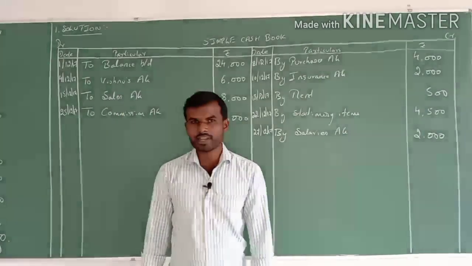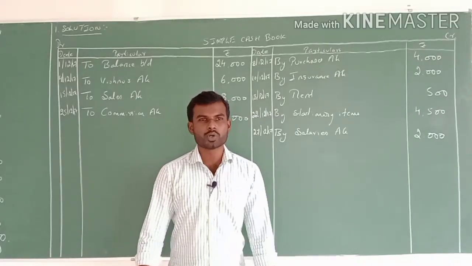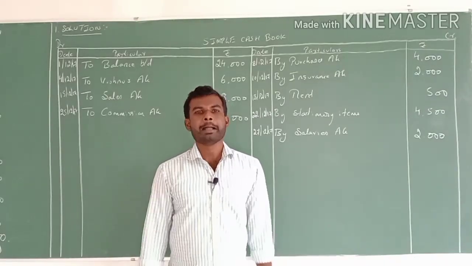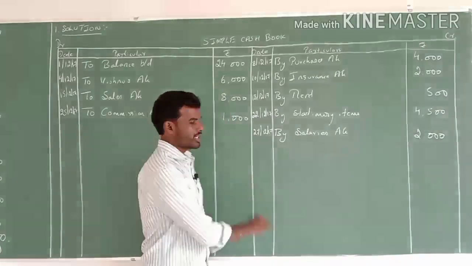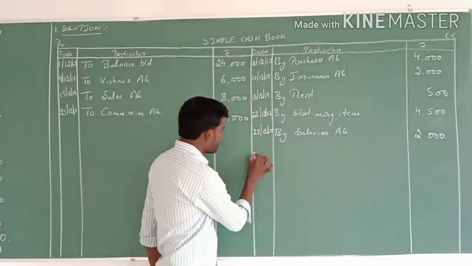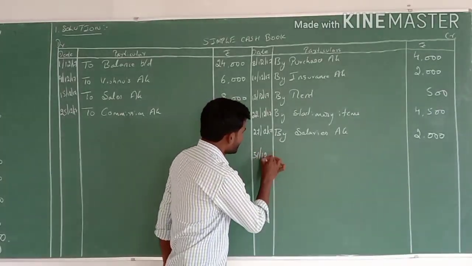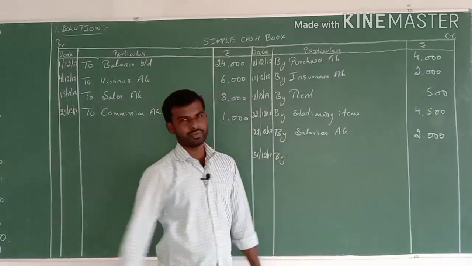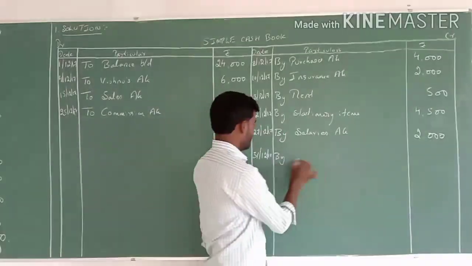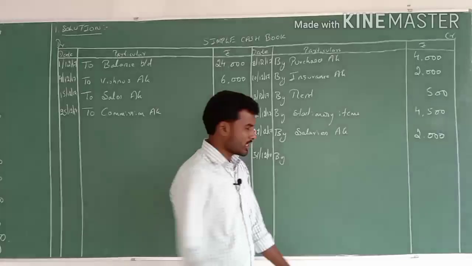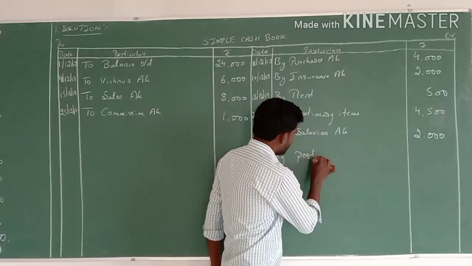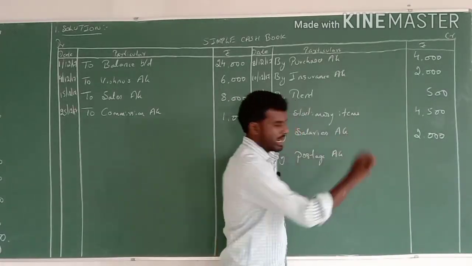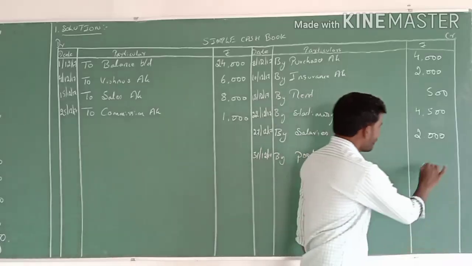Next point, on December 31st, paid postage. How much is given? 400. Paid to postage means what happens? It is also a payment, so it decreases. Automatically on which date? On 31st of December 2017, you will record by postage account. The amount they have given, how much is it?